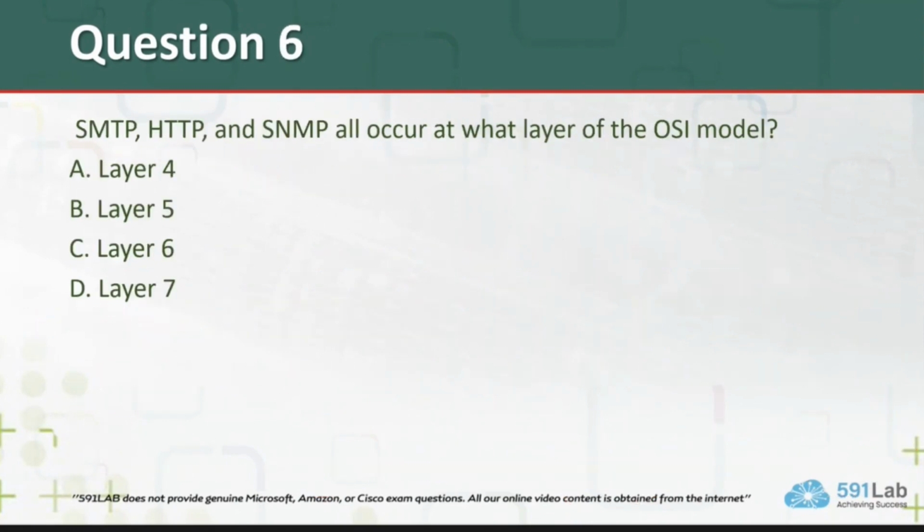Next question. SMTP, HTTP, SNMP all occur at what layer of the OSI model? Is it layer 4, 5, 6, or 7? So these are application-specific protocols. They are handled at layer 7, which is the application layer of the OSI model.